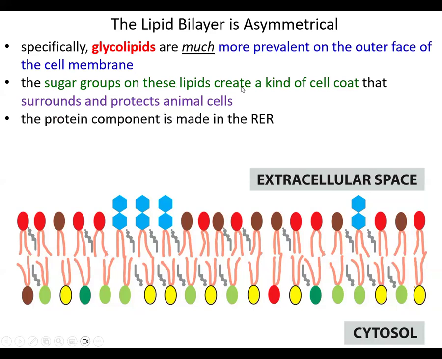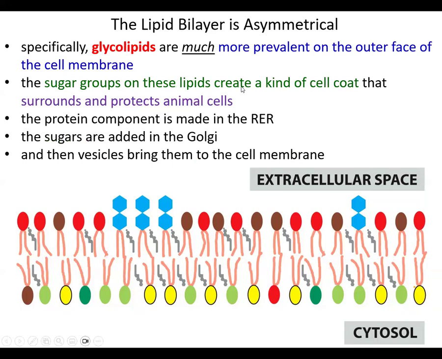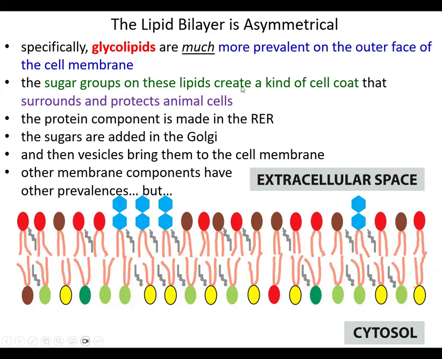The protein component of these glycolipids and glycoproteins is made in the rough ER. The sugars themselves are added in the Golgi, and then the entire package gets to the cell membrane by riding as part of a vesicle. So it's a multi-step process. Build the lipid in the ER, put a protein on that lipid in the ER, add sugars to that protein in the Golgi, and then a vesicle brings the entire structure out to the cell membrane. And if it's inserted into the wrong side, flipase will get it to the right side.